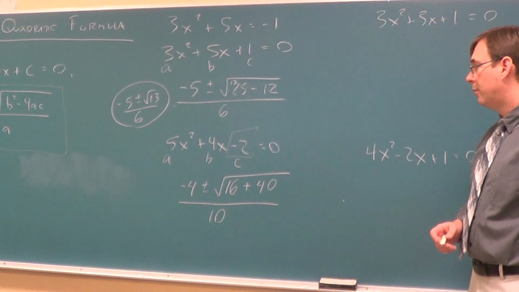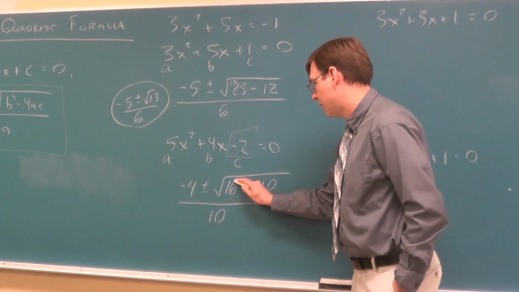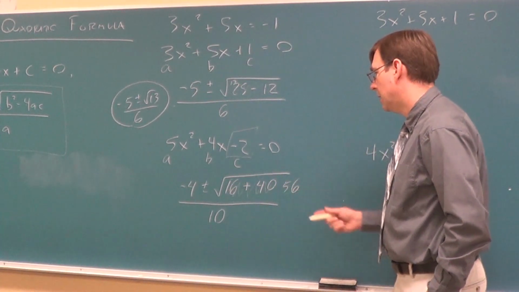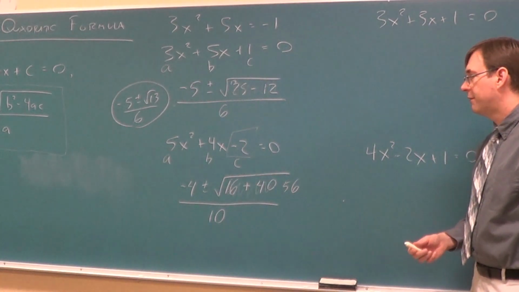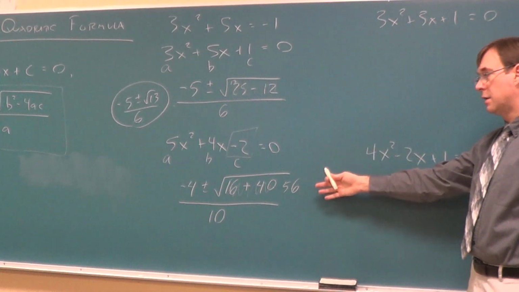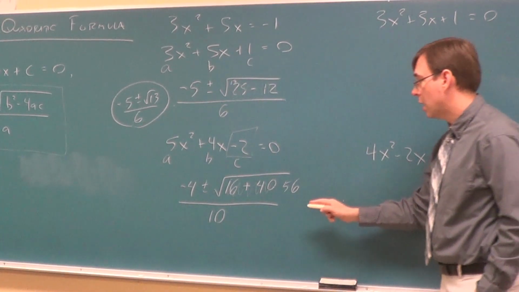And we try to clean up. What can you clean up here? 16 and 40. 16 adds 40 makes 56. Can you do anything about the root of 56? A minute ago, we could do nothing about the root of 13. Can you do anything about the root of 56? Yeah, 4 goes into that.